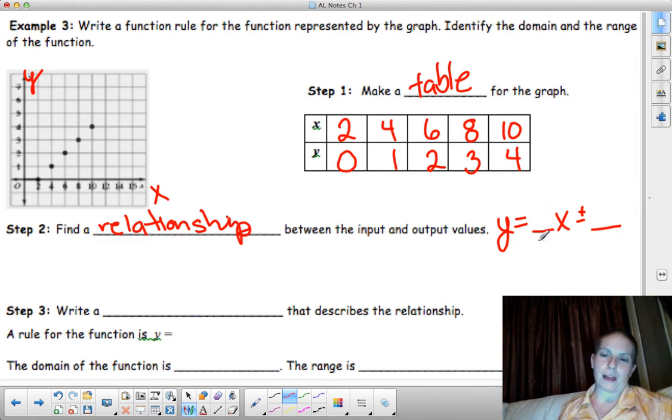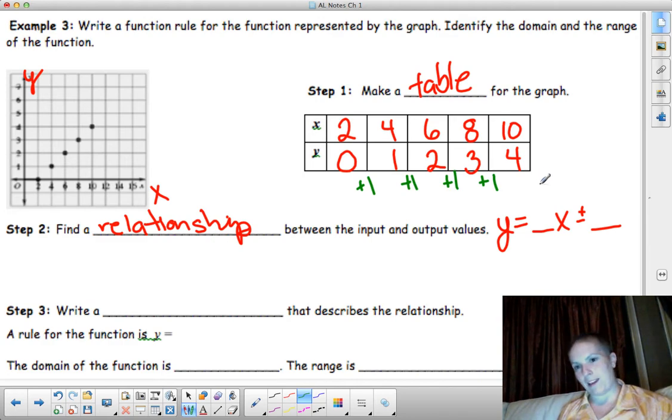This multiplier, or this rate, what is the rate that x changes at, is easiest to find by doing the change in y and change in x. Look at your y values. How do they increase? This one has a nice consistent add 1, add 1, add 1, add 1. So the change in y is equal to adding 1.